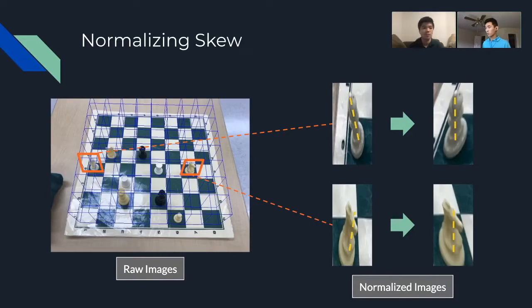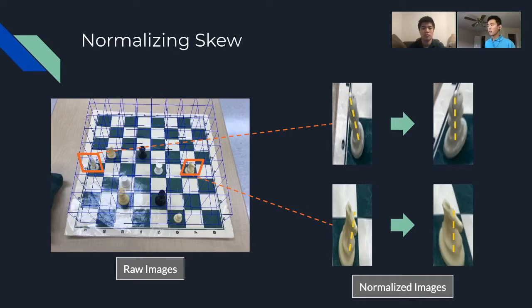One trick we do in between this step and actually identifying the pieces is normalizing the skew. As you can see on the left here, the raw bounding boxes themselves are slightly tilted to one side or another, away from the center of the board. So you'll see the white bishop looks like a parallelogram but skewed to the left, and the white knight on the right looks like a parallelogram but skewed to the right. We can correct for this using something called a homography transform.